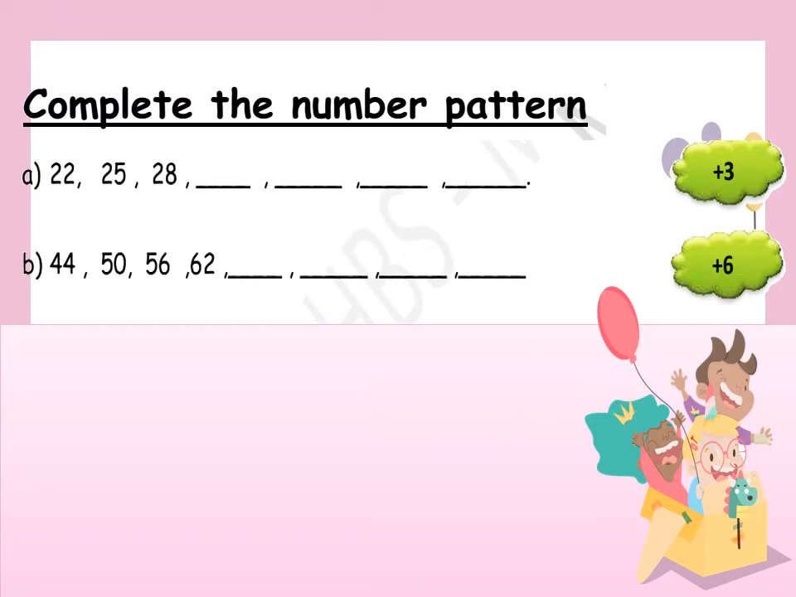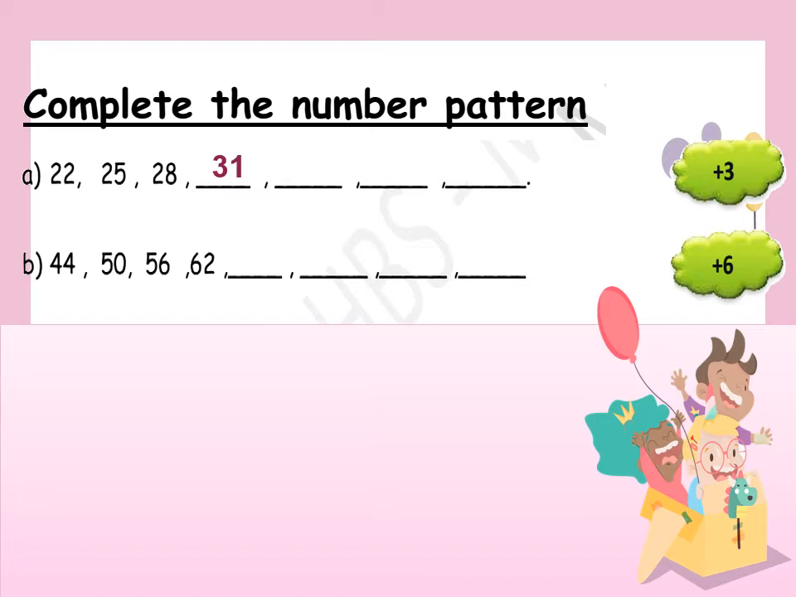Let's see here. Letter A, 22. Then we have 25. Then we have 28. You see that each time we add 3. So after 28 we will add 3. 28, 29, 30, 31. So the first answer is 31.